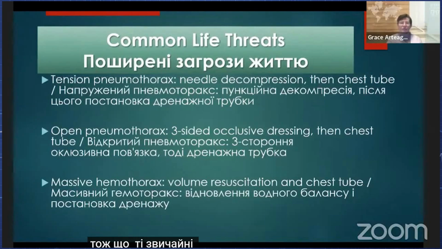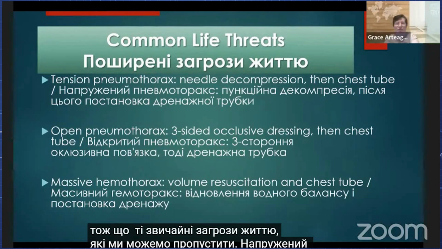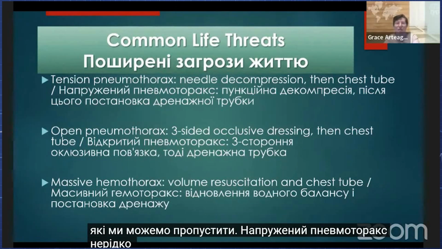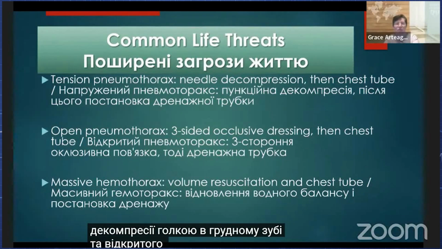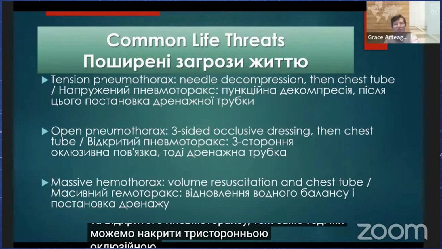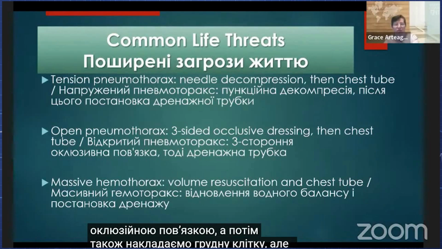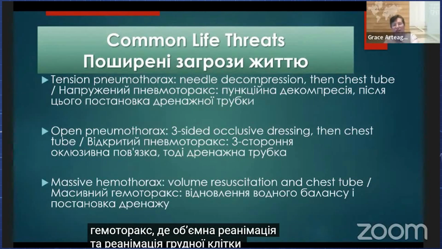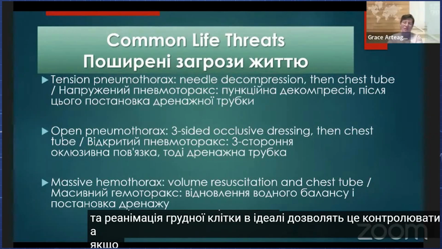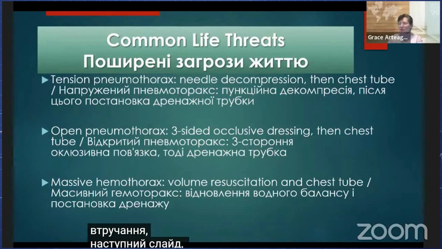So what are those common life threats that we can miss? Tension pneumothorax, not uncommonly, that will require needle decompression and a chest tube. An open pneumothorax, so that's when we can cover with a three-sided occlusive dressing, and then we place the chest tube. But the massive hemothorax, where volume resuscitation and chest tube ideally will control it, and if not, it's going to require surgical approaches. Next slide, please.